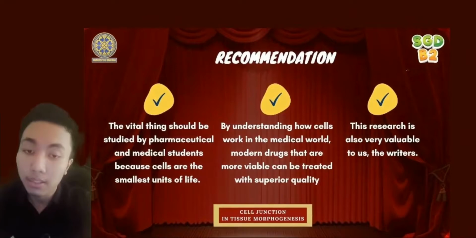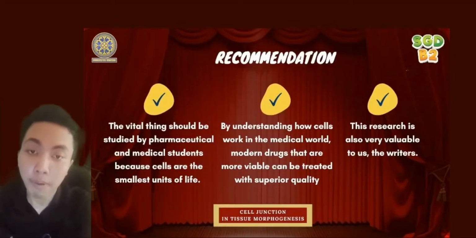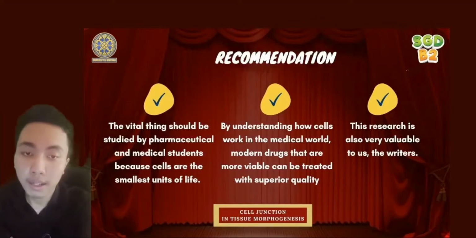Next, there are also some recommendations that we have. First, the vital thing is to be studied by pharmaceutical and medical students because cells are the smallest units of life. Second, by understanding how cells work in the medical world, modern drugs that are more viable can be made with superior quality. Hopefully, this can be used for reference in studying cell biology for pharmaceutical and medical students. Third, this research is also very valuable to us, the writers, in understanding more broadly the lecture material that we study in this lecture. That's from me. Thank you.